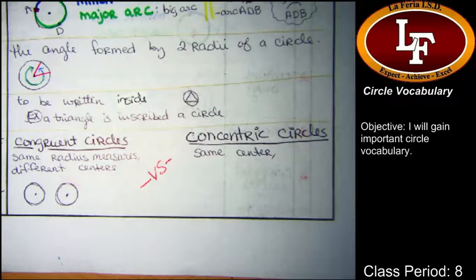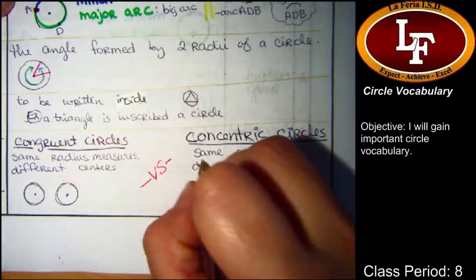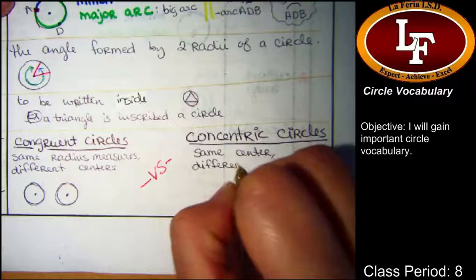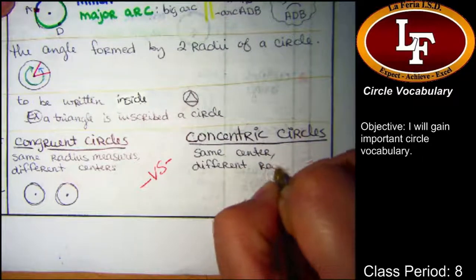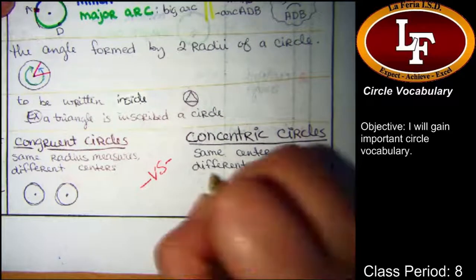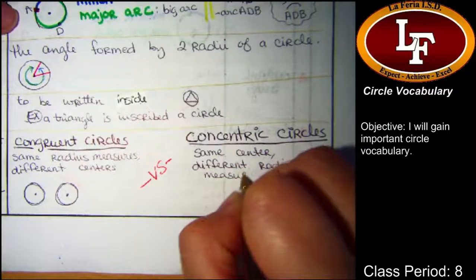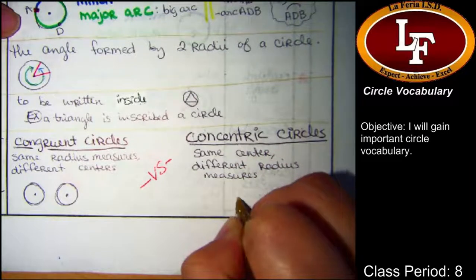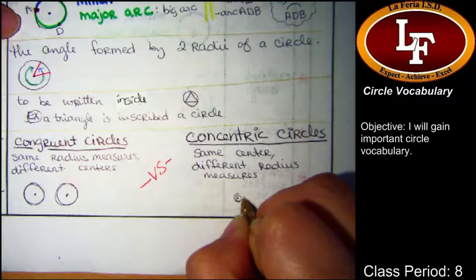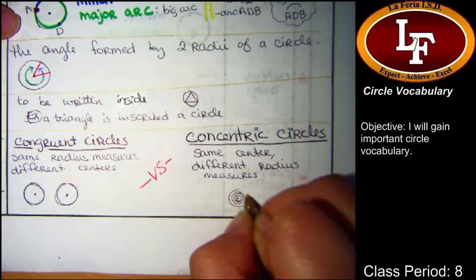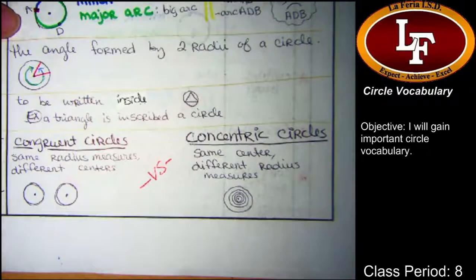Do they have the same radius measure or different radius measures? Same. If it has the same radius measure and the same center, you're drawing the same circle each time. So then the radius measures have to be different. So concentric circles have the same center, but different radius measures. And they are going to look something like this. There's the center, there's a circle, there's a circle, there's a circle, there's a circle. And you could keep going and going and going, yeah?